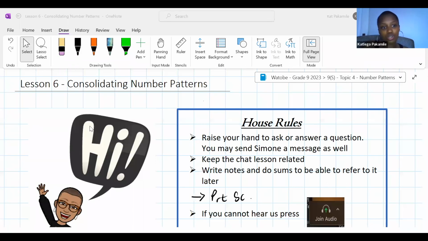Pigeons are about to kill me. They want to come in the window. But guys, no matter what happens, keep doing this. Don't stop. You must keep doing the sums that are on the board. I'll deal with the pigeons when they come in.